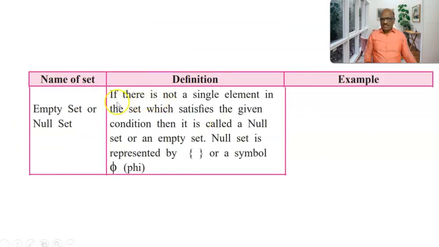Okay, now the next, empty set or null set. Its definition is, त्याची definition काय? If there is not a single element in the set which satisfies the given condition, then it is called a null set or an empty set. Null set is represented by empty curly brackets, or the symbol phi.